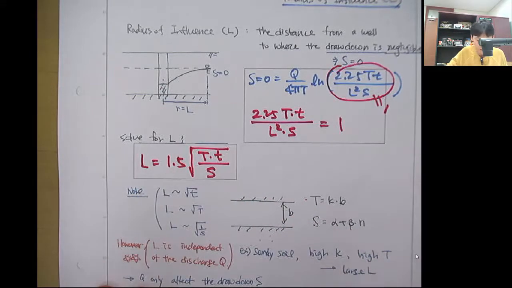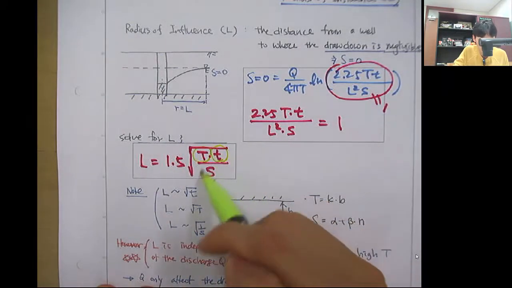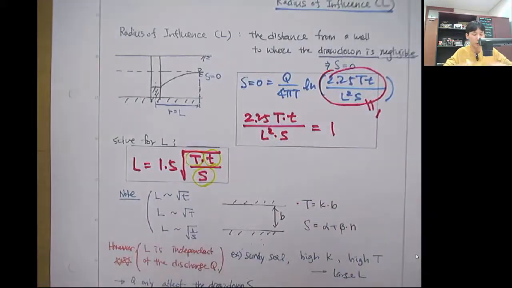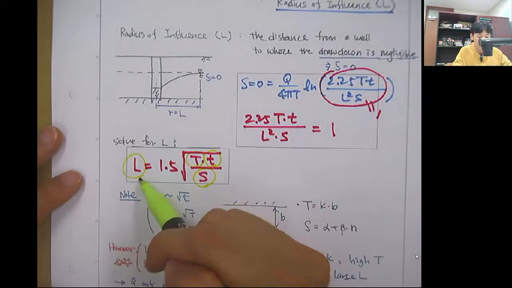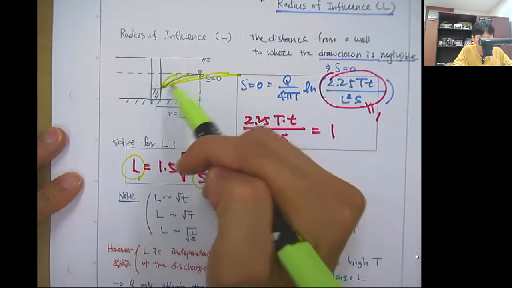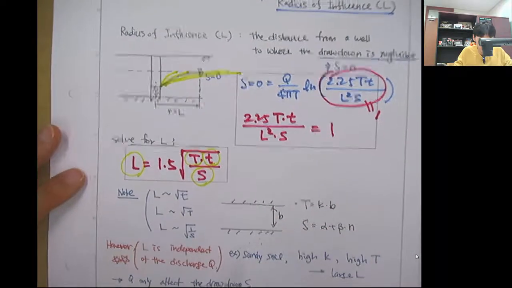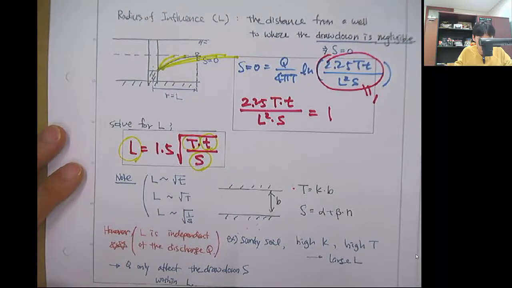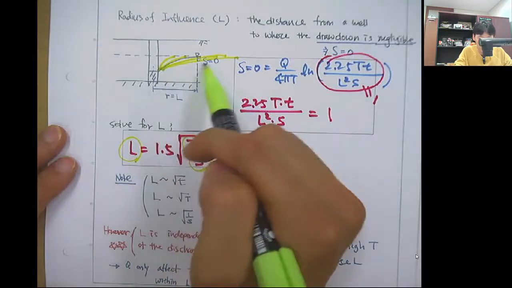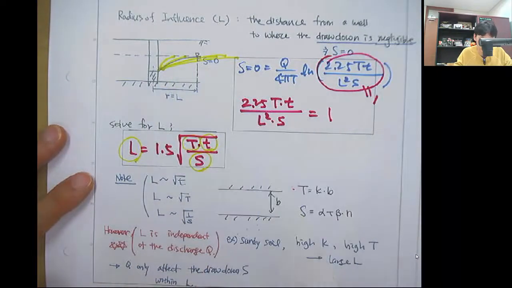And you can see that this influence radius is a function of transmissivity, the time, and the storage coefficient. So as time increases, as you pump more, then the radius of influence will increase more, right? And as the storage coefficient is small, then you have a larger L. And as the transmissivity increases, you also have a larger L.